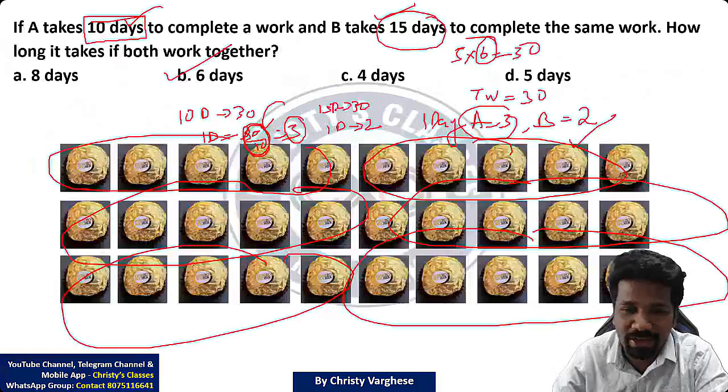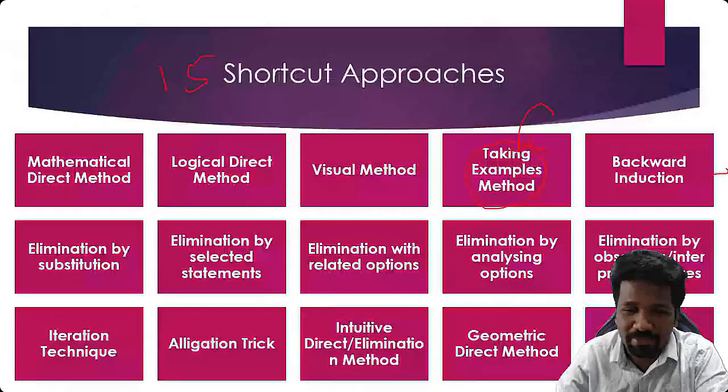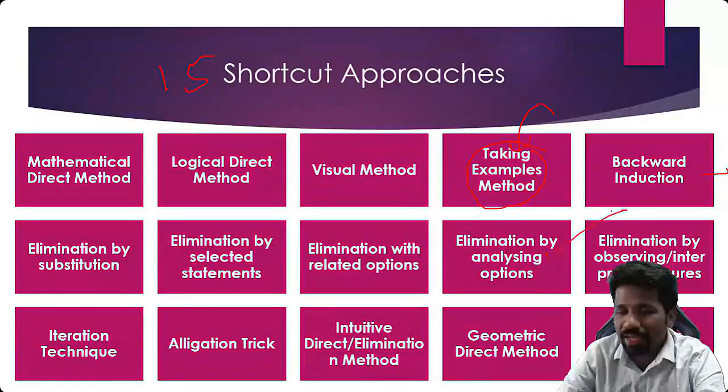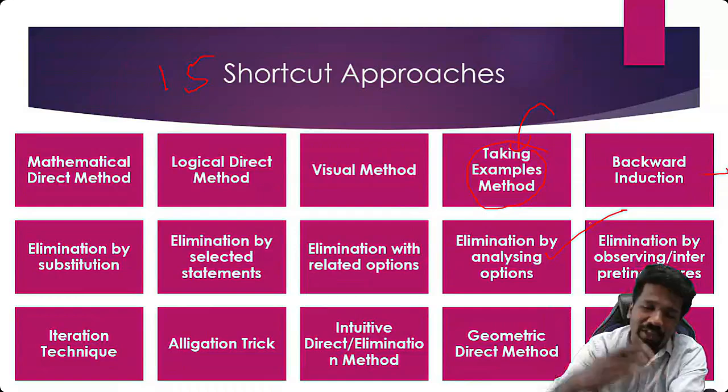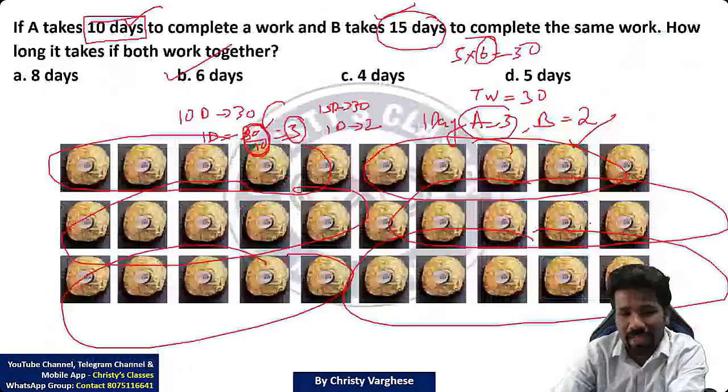I have told you many times there are many varieties of elimination. Here elimination by analyzing options is better. You don't have to substitute each option. You just have to analyze the options. The only option between 3 and 4 is 3.6. So 3.6 is the answer.